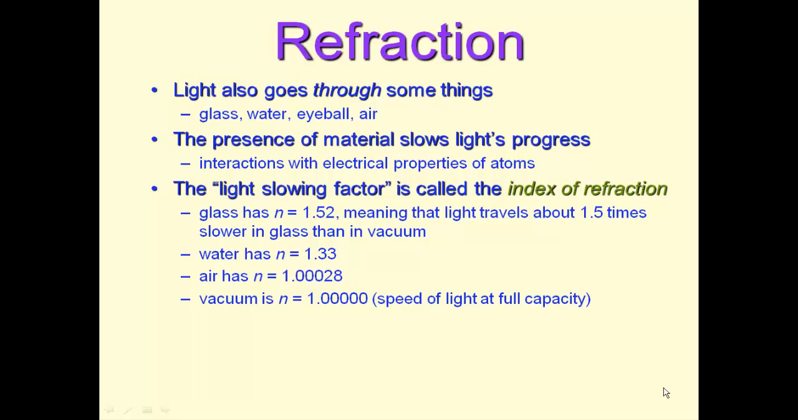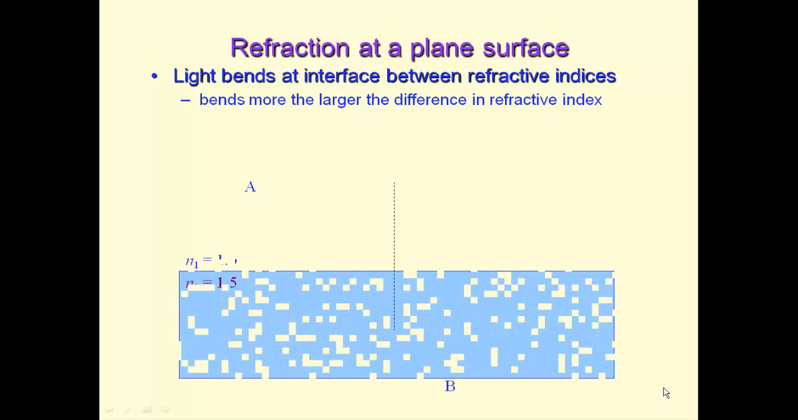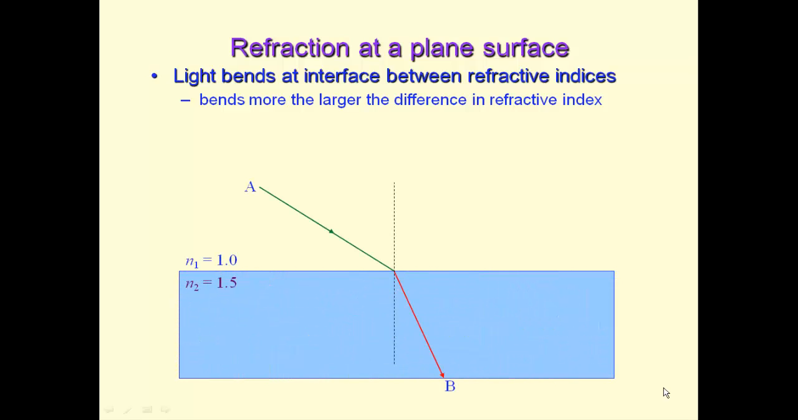Remember, that's just a ratio of the speed of light in a vacuum to the speed of light through the material. Okay. Light bends at the point of interface between the refractive indices, and it bends more the larger the difference in the refractive index. So if it comes in through air or a vacuum and hits glass, it's going to have a greater index of refraction in the glass, and so it's going to bend towards normal. It slows it down.